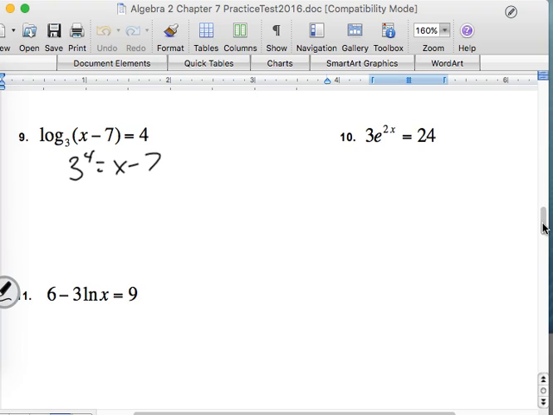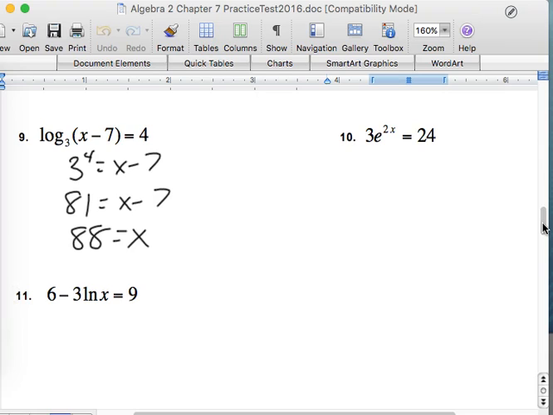3 to the 4th? Did you know 3 to the 4th right away? Couldn't help it, right? Our book used that. We use that a lot in chapter 6. That 3 to the 4th seems to pop up all the time. So x equals 88. Hey, is that checkable? Sure it is. You put your 88 up here and you say 88 minus 7 is 81. You can even use change base formula in the calculator to get that if you want. There it is. All right, go after 10.